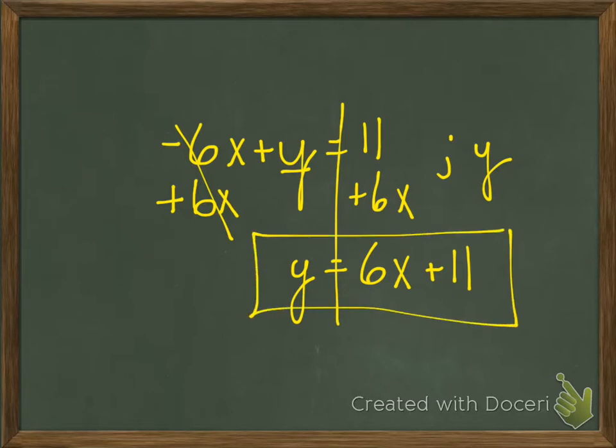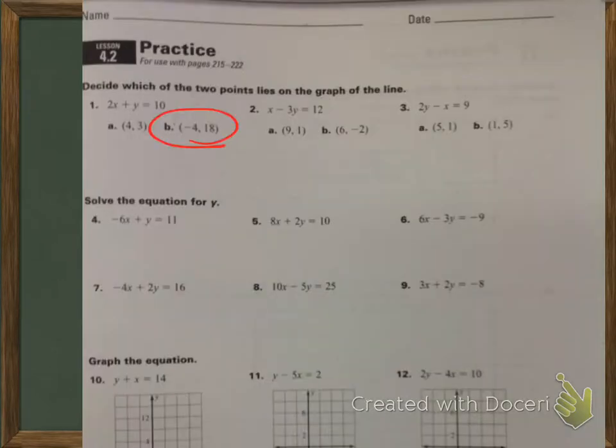I solved for y. Now I'm going to go back to the workbook. You can go back to the page if you want. Oh, what the heck, I'll do it for you. Go back here. So this answer was y is equal to 6x plus 11.